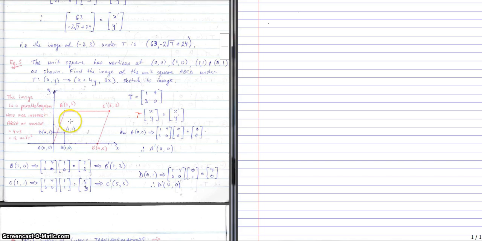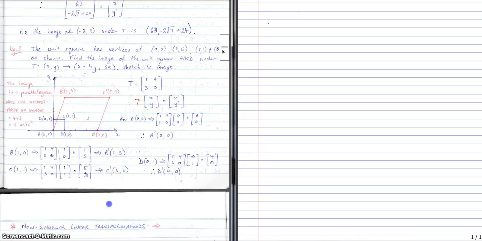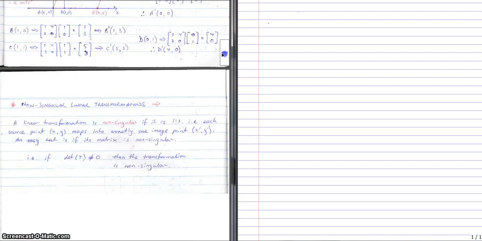Now we will look further into this particular topic area and the relationship between the transformation and the area. We can note here that the area is 4 times 3, which is 12 units squared. If you revisit this after we look at the area, you'll understand why that's the case. Okay, let's have a look at the next part here, just briefly.